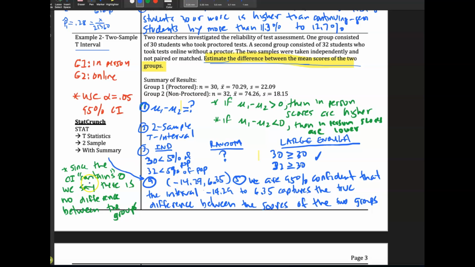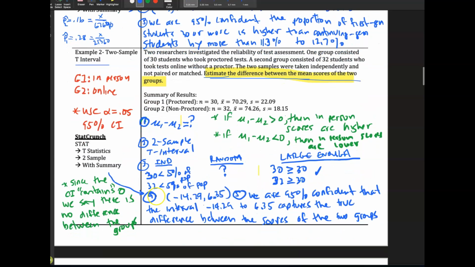And then our final conclusion here, right, is that we have a conclusion. Since the confidence interval, we'll use that language, contains 0, we say there is no difference between the groups, because 0 is a value that could be the value. And if it's 0, that means there's no difference. It contains 0, this confidence interval. So that's it for those 2 examples.